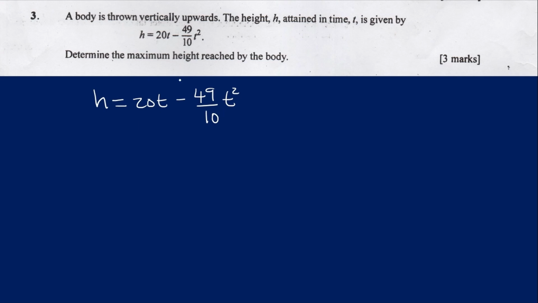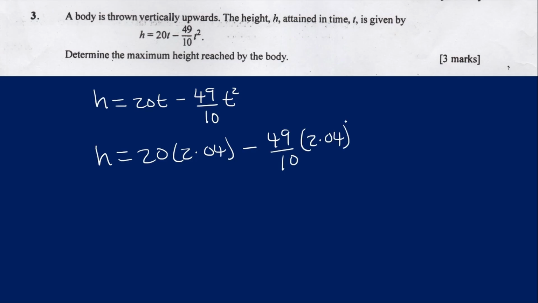And now we are going to substitute the time taken to reach the maximum height into the height formula to get the maximum height reached. So we have h equals 20t minus 49 over 10t squared. So the maximum height will be 20 times the time taken to reach the maximum height, 2.04 seconds, minus 49 over 10 times 2.04 seconds squared. And if you compute this, you get 20.4 meters.